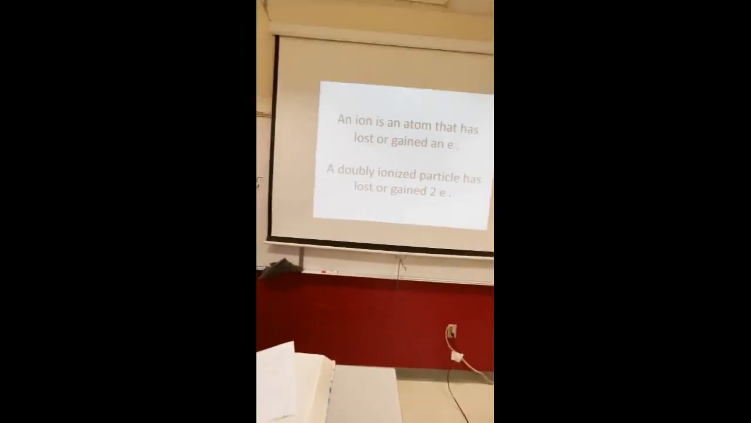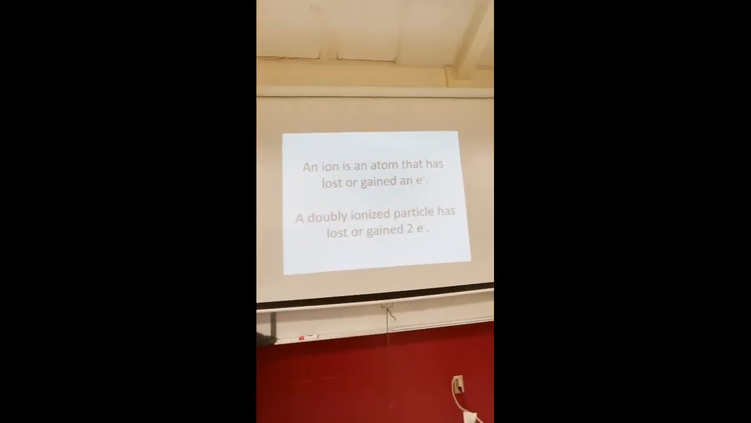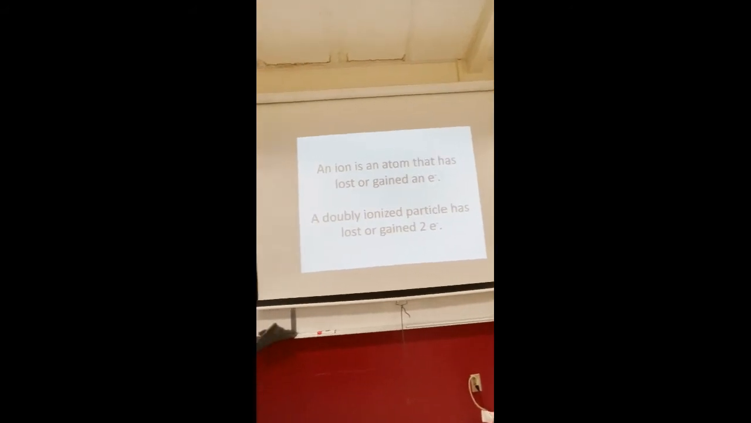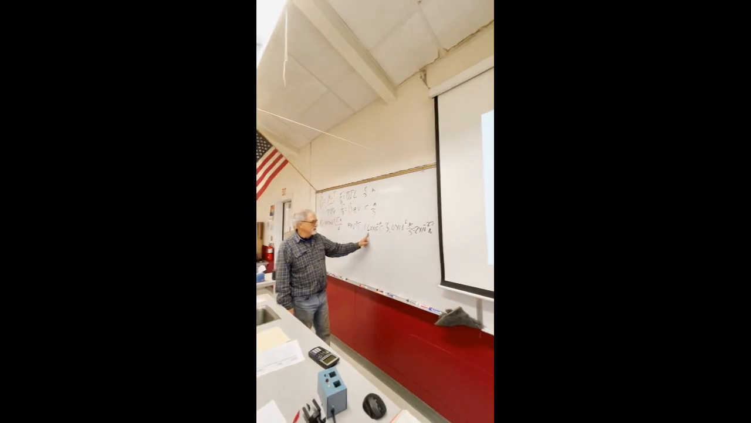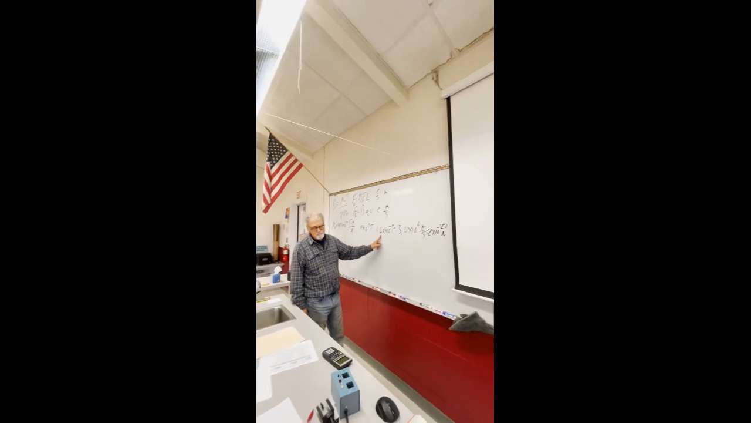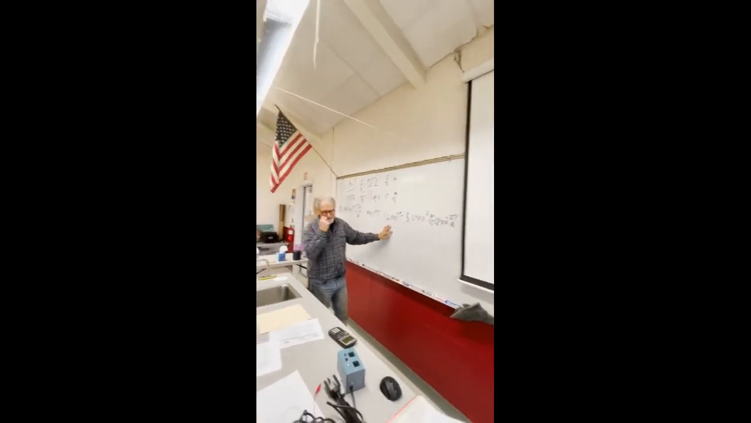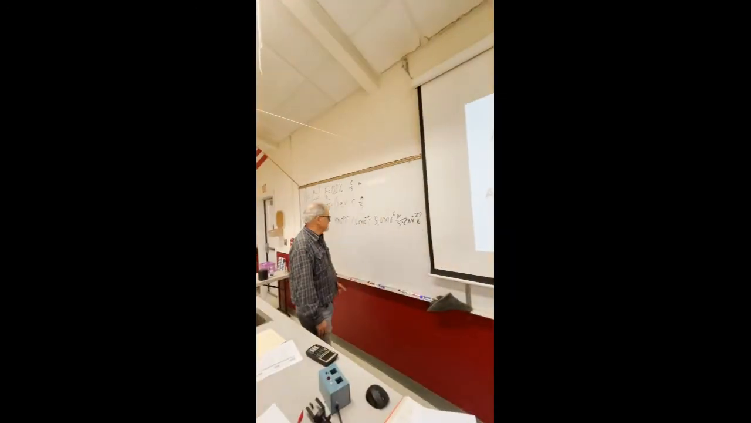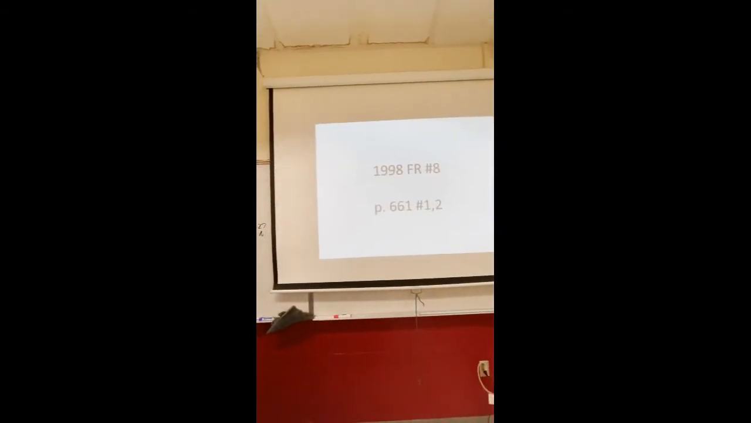An ion, you don't need to tell you anything. So a doubly ionized particle has lost or gained 2 electrons. So the level of ionization, you're going to multiply this times 2. They'll say it's doubly ionized or something. But all you're going to do is multiply the charge on 1 times what the charge is.